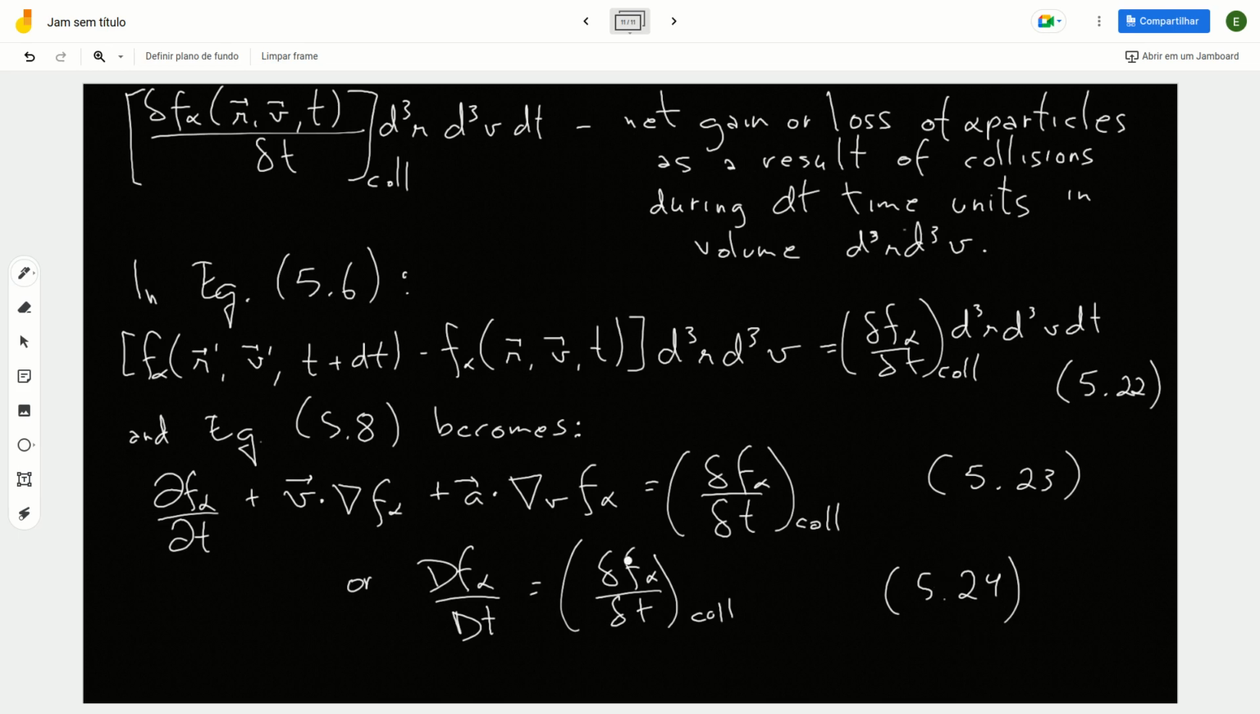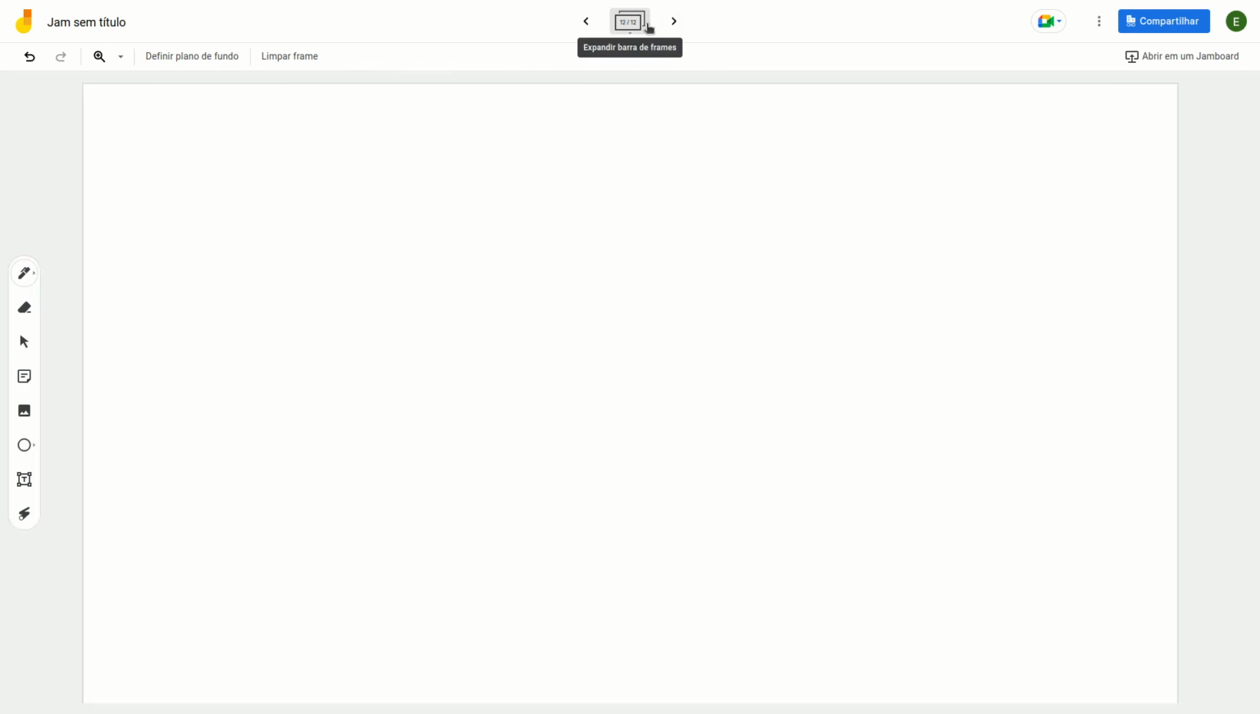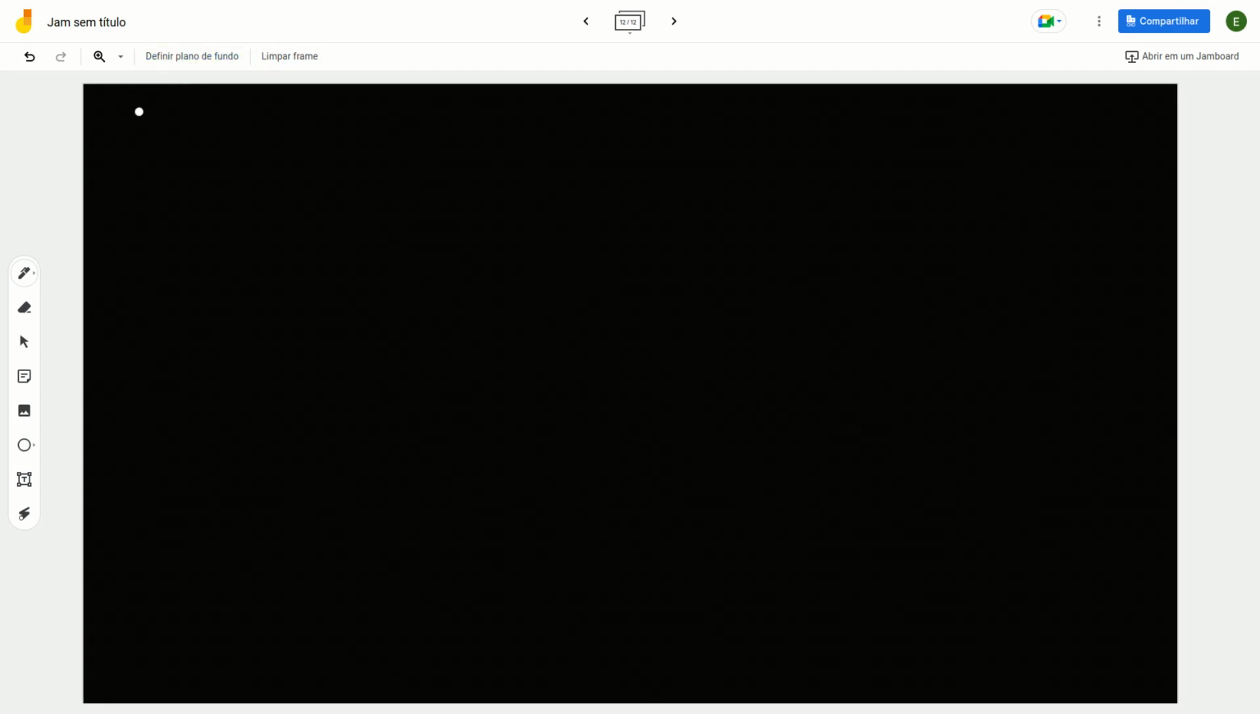Now, this is just a generic term. We don't know how it looks. So you may have different expressions to represent this collisional term. One of the most famous ones and simplest one as well is the relaxation model. This is really a toy model for the collisional term. This is by Krook.